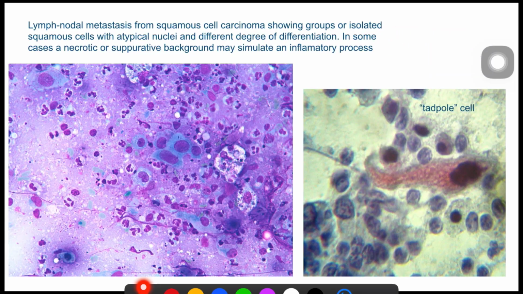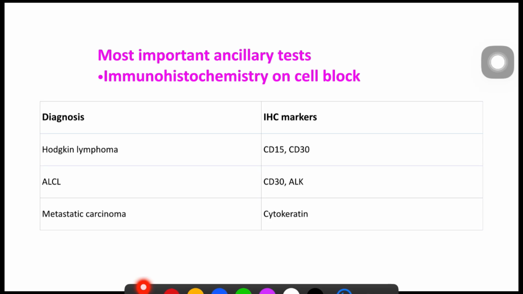Here also metastatic squamous cell carcinoma in lymph nodes. So, background shows lymphocytes, some polymorphs, and these are the squamous cells which are malignant in nature, and background is showing inflammatory processes. And sometimes you may find this type of tadpole cell with malignant nucleus and cytoplasmic process, this is the Pap smear, this is the Giemsa smear.